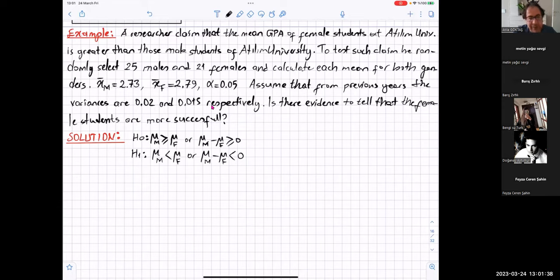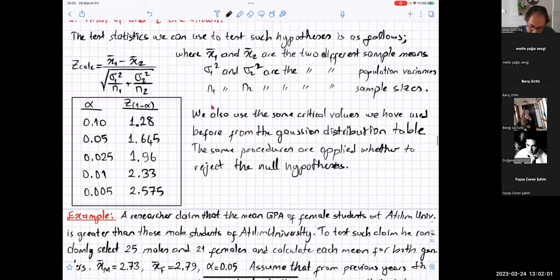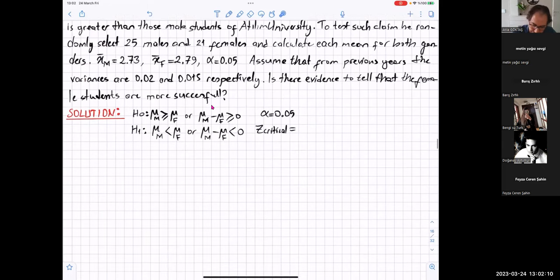So the alpha level of significance is given as 0.05, the critical value. Since this is a left-sided hypothesis, the critical value will have a negative sign to be on the left side. So for 0.05, look here, the critical value is 1.645. Okay, what else do we have?